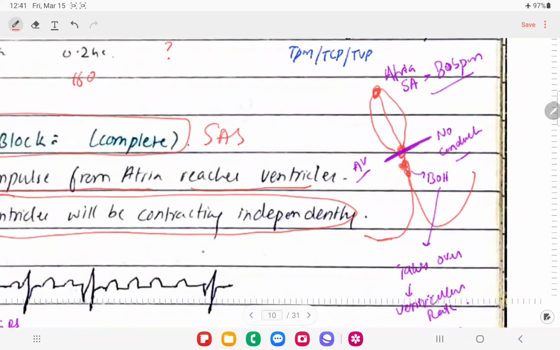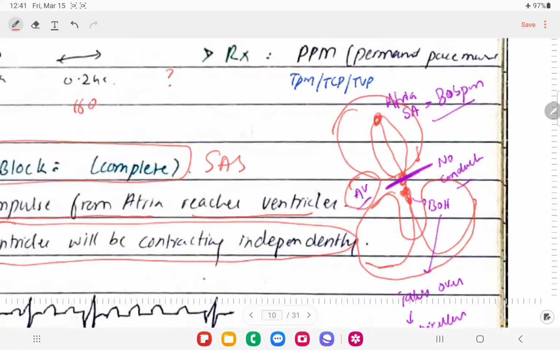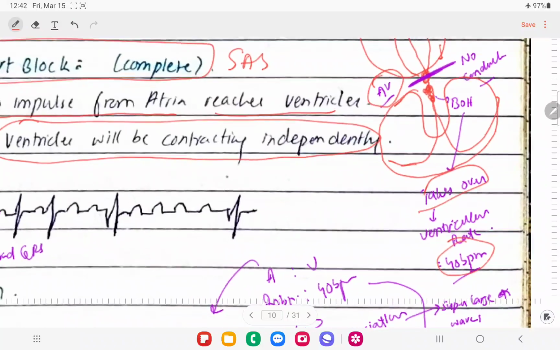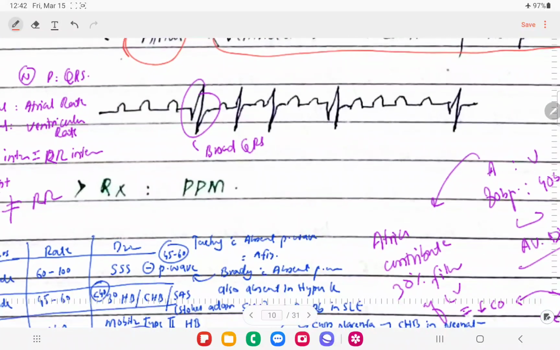So let me zoom it in so you can see here there is complete AV nodal dysfunction. So there is no impulse that is conducting through the AV node. So the ventricles will be dependent on bundle of His and atria will be dependent on SA node, right? So atria will be contracting. We know that SA node fires at the rate of 60 to 100 beats per minute, and bundle of His is going to take over and will fire at the rate of 40 beats per minute, right?